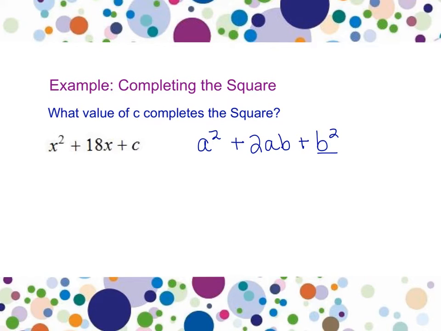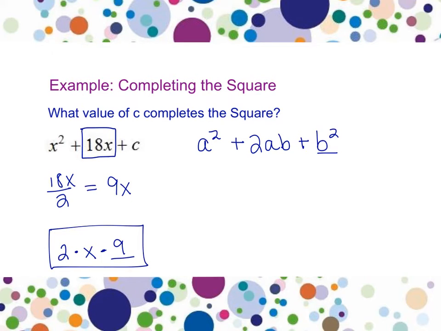So it's really easy to do. If you just look at this middle term, it's 18x, and I know that really I multiplied 2 times x times some other number to get 18x. So to get that other number, we could just divide 18x by 2. And when we do that, we get 9x.